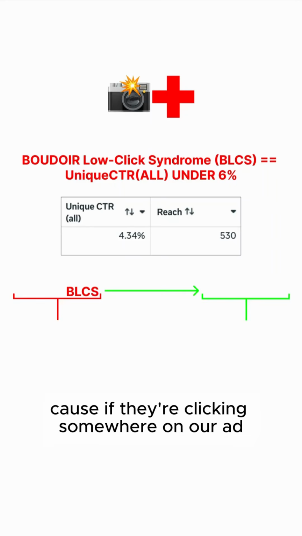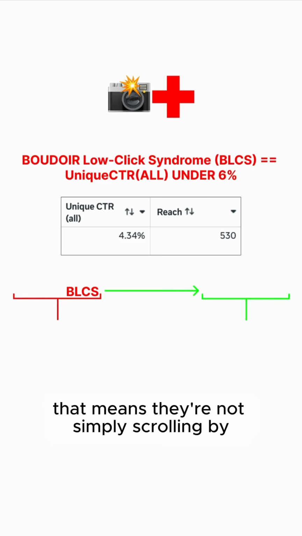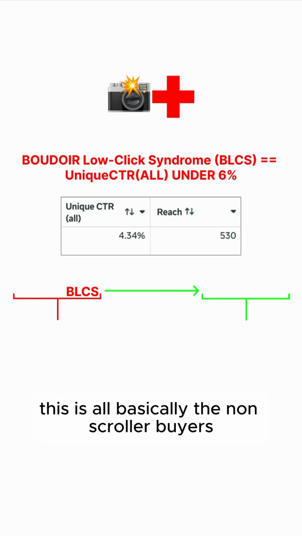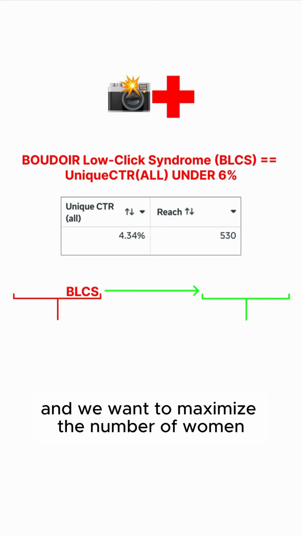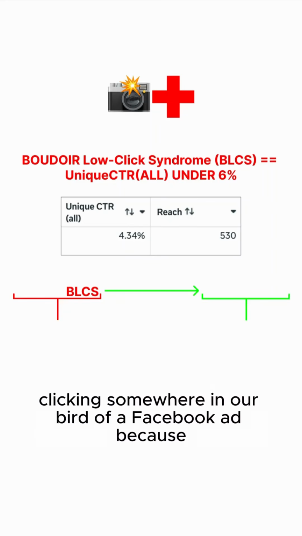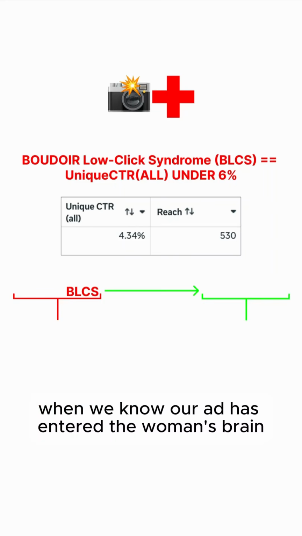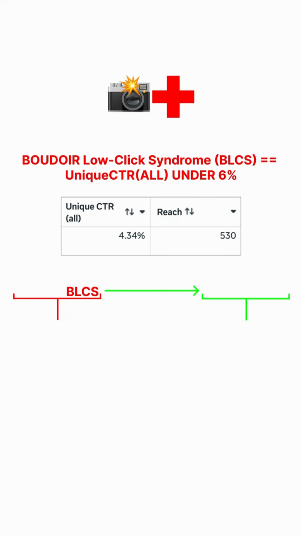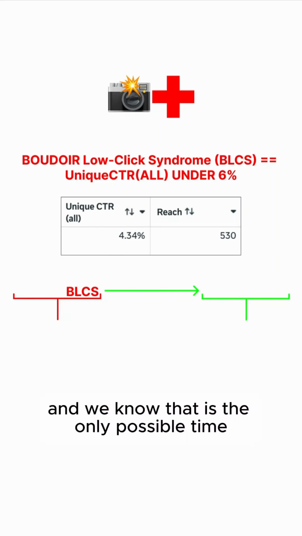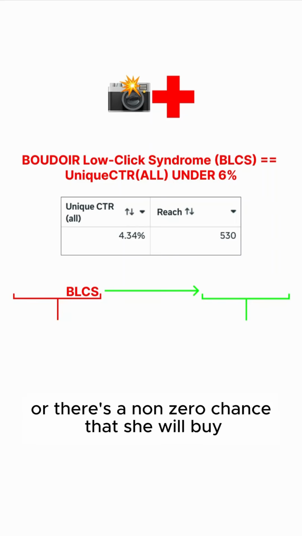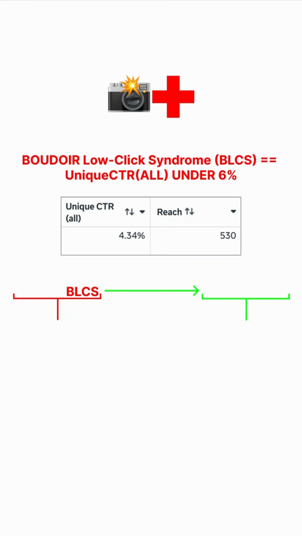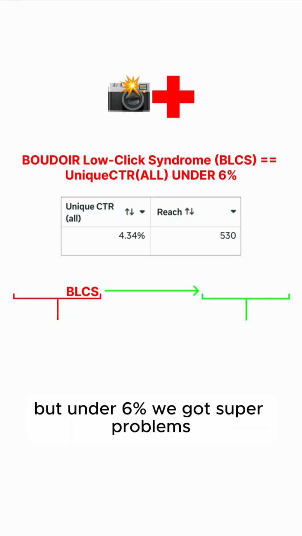And we care about this because if they're clicking somewhere on our ad, that means they're not simply scrolling by. This is all basically the non-scroller buyers. And we want to maximize the number of women clicking somewhere on our boudoir Facebook ad because that is when we know our ad has entered the woman's brain, and that is the only possible time she will buy, or there's a non-zero chance that she will buy. So we gotta get this number as high as possible, but under 6%, we got super problems.